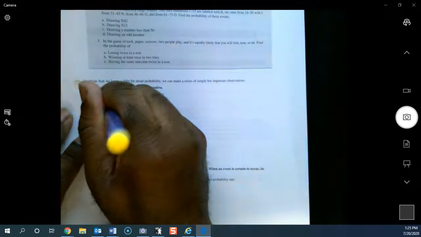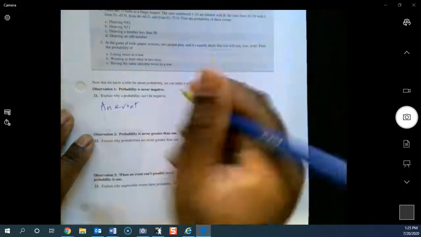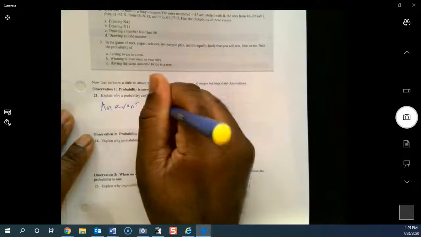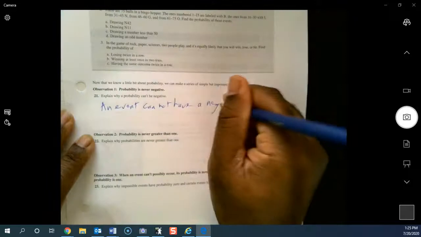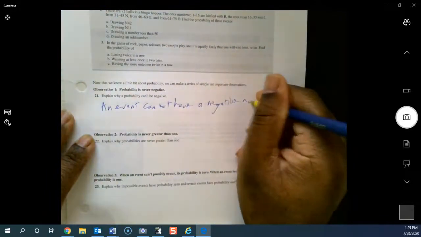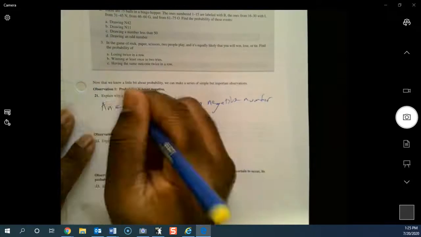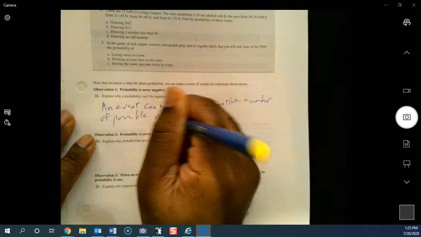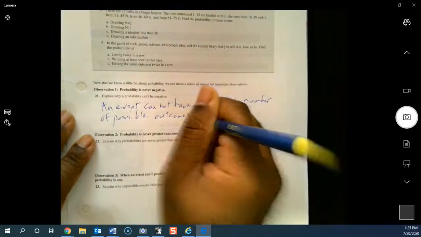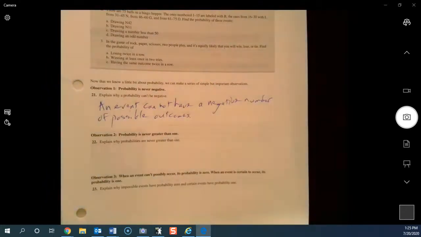Because an event cannot have a negative number of possible outcomes. Now we know that the lowest that an event can happen is that it doesn't happen, which would be 0. It will not have less than 0. So that's why we know it's not negative.